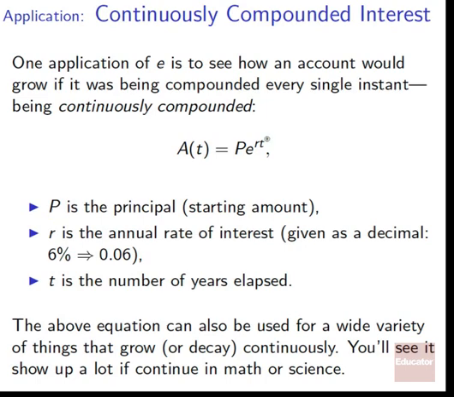Now this above equation, this PERT thing, can be used for a wide variety of things that grow or decay continuously, things that are constantly growing or constantly decaying. You'll see it show up a lot in math and science as you go further and further into it. It's very, very important, this idea of some principal amount times e to the rate times the amount of time elapsed.